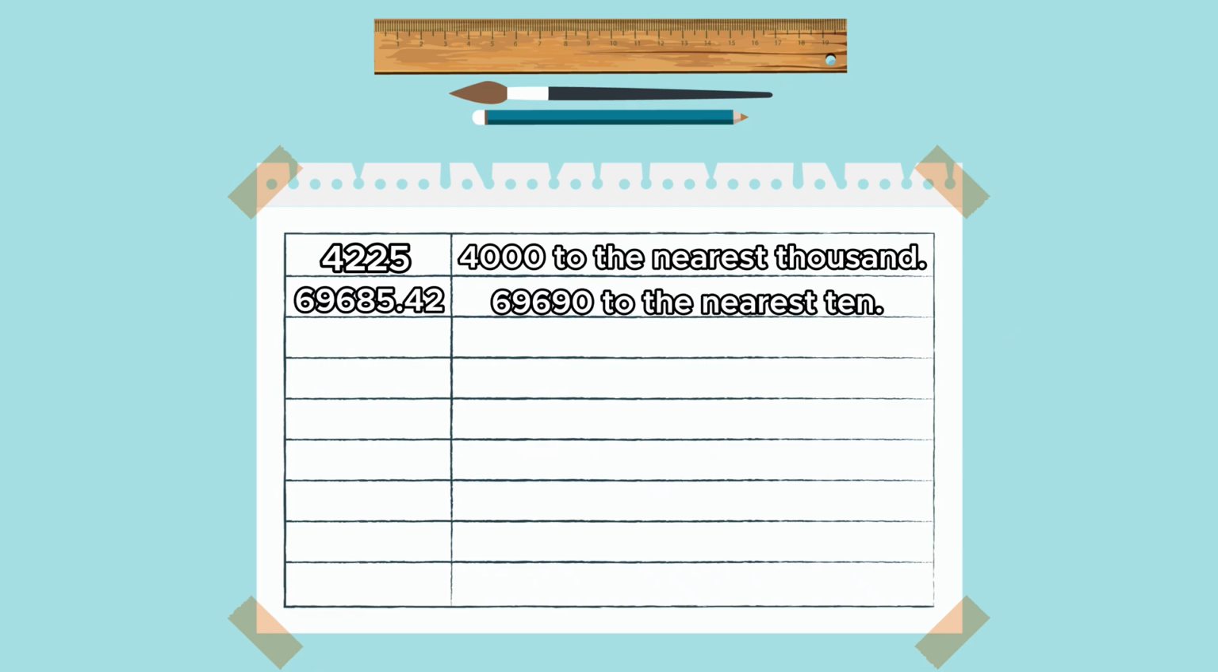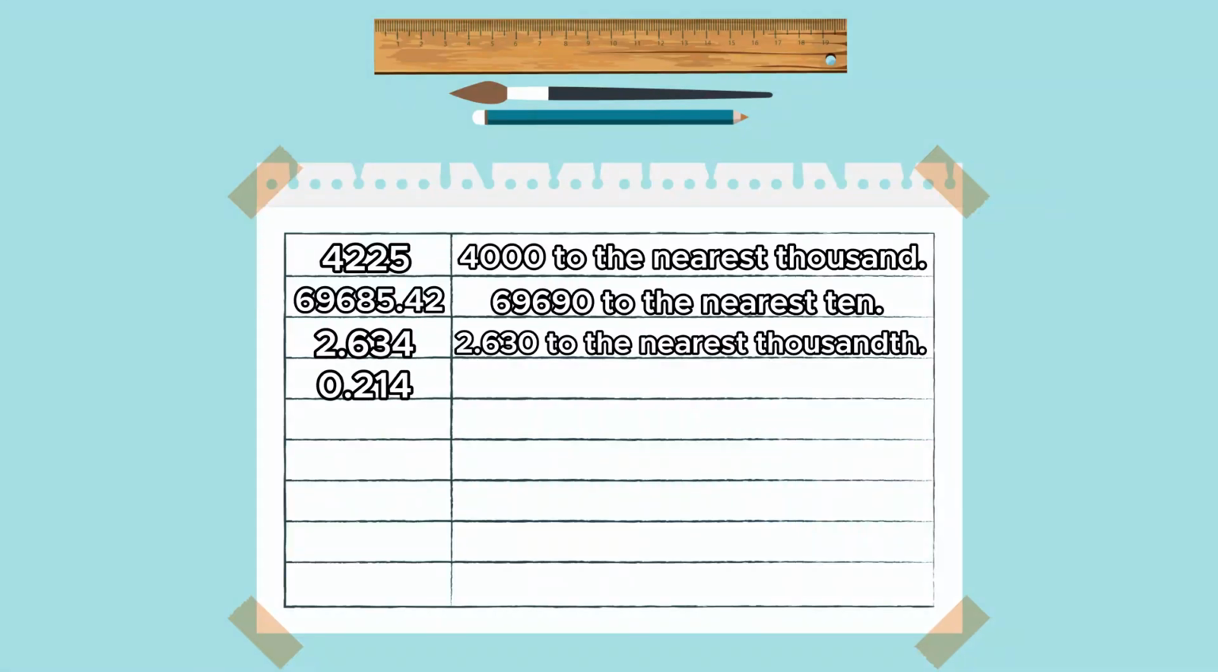69,685.42 is approximated to 69,690 to the nearest 10. 2.634 is approximated to 2.630 to the nearest 1000th. 0.214 is approximated to 0.214 to the nearest 1000th.